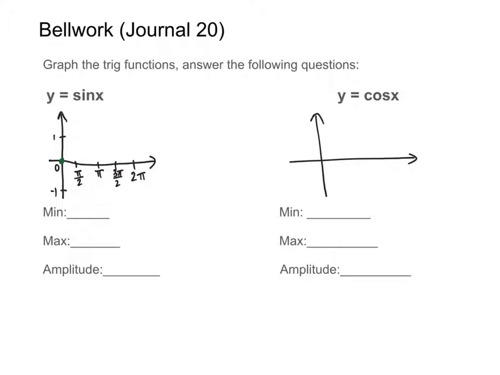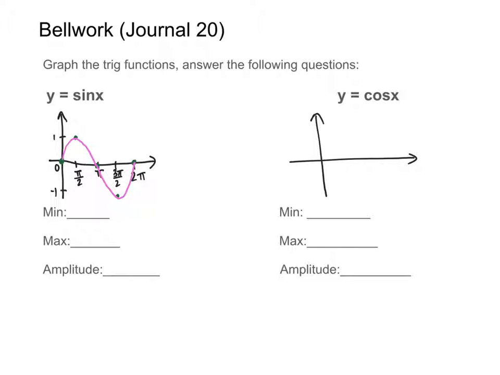So at 0, it's 0. At pi over 2, it's at 1. And then at pi, it's back to 0. And so forth. So I'm going to draw my curve here. Oops, I think I drew the last one wrong. Should be right there. And so, like I said, the curve looks kind of like an S, but sideways.